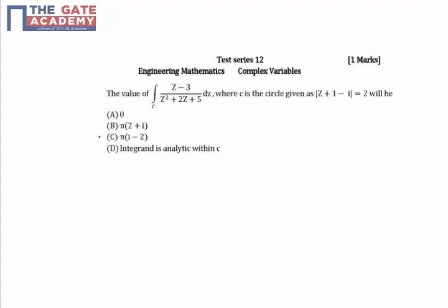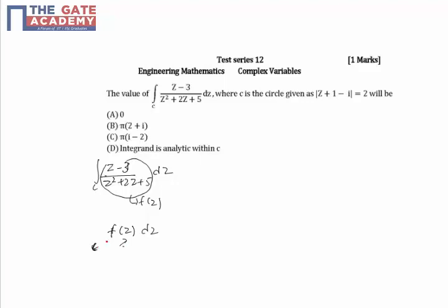This question is a 1 mark question from complex variable. Given the integral of (z minus 3) divided by (z square plus 2z plus 5) dz, where this particular function you can take as f of z. So we have to find the integral of the function f of z.